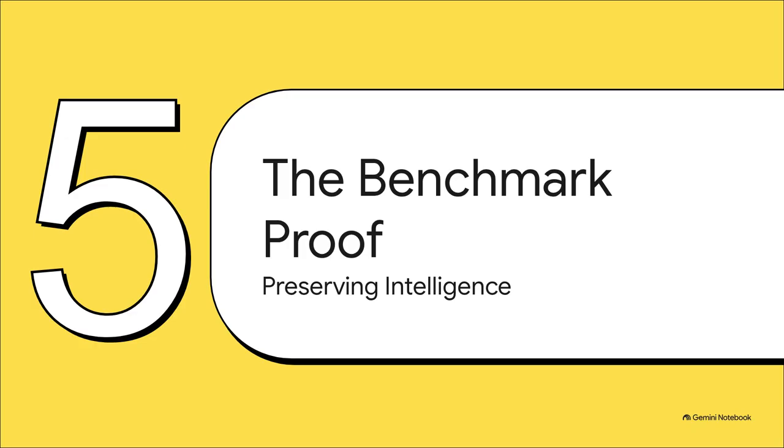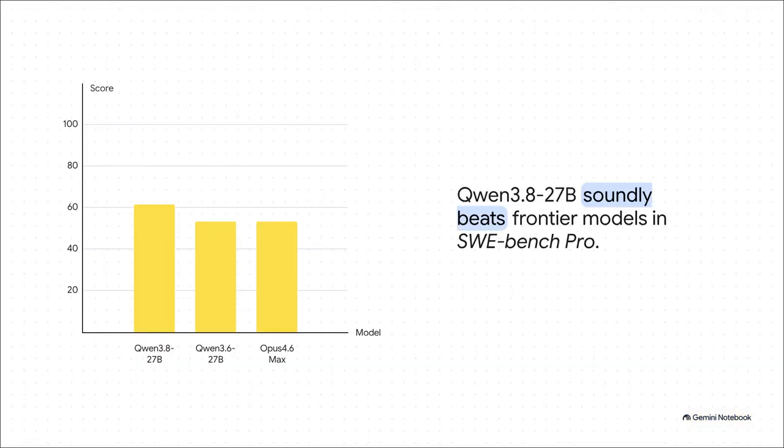Did extreme compression ruin the intelligence? We really have to address the skeptic's obvious question here. Did vacuum sealing a model by 91% destroy its brain? Does extreme compression ruin its actual ability to think, reason, and code? Well, the definitive answer lies in the Qwen Pro score, which is one of the hardest agentic coding benchmarks out there. Notice how our heavily quantized Qwen 3.8 27b model scores a massive 61.7. It soundly beats its predecessor, Qwen 3.6, but way more importantly, it beats massive frontier models like Opus 4.6 Max, which scored a 53.4. So no, the intelligence is absolutely not ruined, it is thriving.